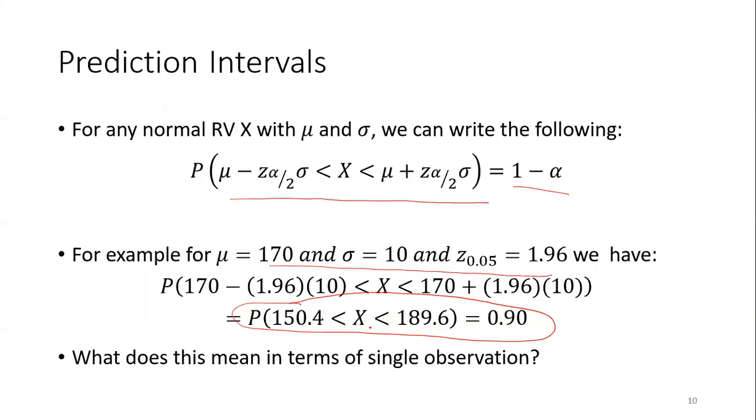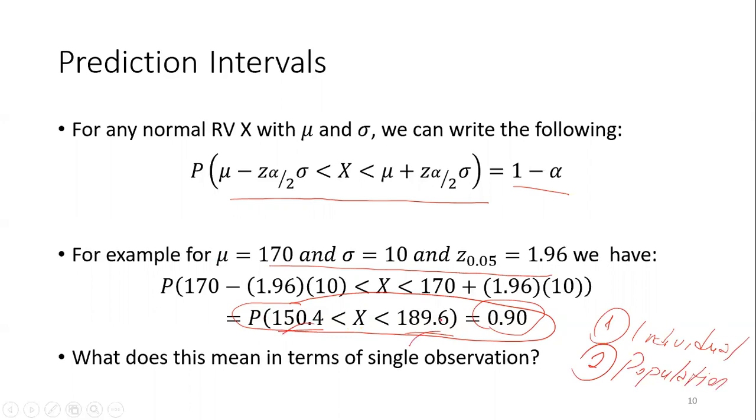One, in terms of an individual, which says that the probability of an individual's height being between this value and this value is 0.90. The second one is in terms of the population: it says that 90% of people are between these two values.